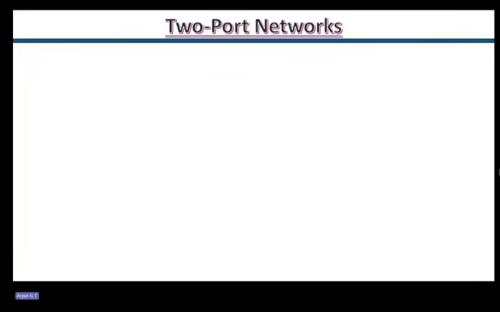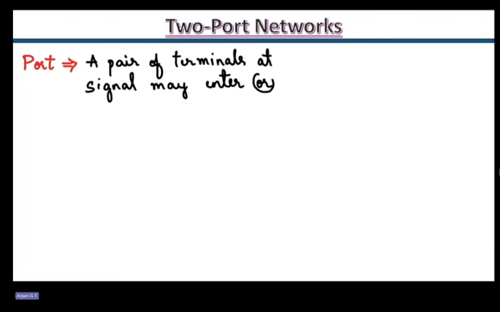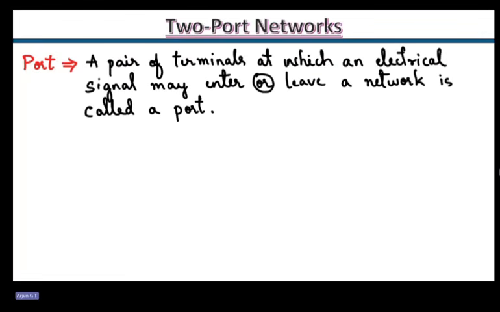We will discuss what is a port, what we call one port and two port, and examples of one port and two port. Okay, let's begin. Port. A port is a pair of terminals at which an electrical signal may enter or leave a network. Here we can consider the electric signal may be a current which can enter and leave a network. That one we'll call a port.